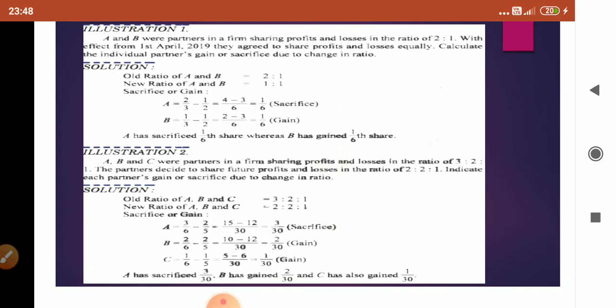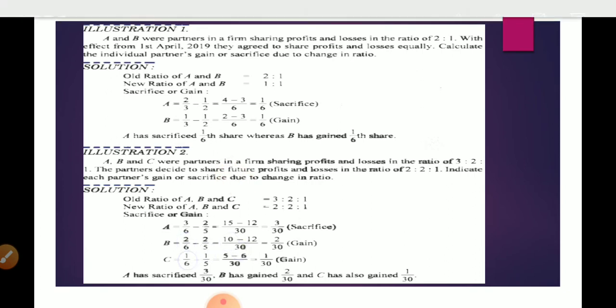Okay. Now let us see for B. 2/6. 2 upon 3, 4, 5, 6. 2/6 minus 2/5. 6 into 5, 30. 5 2s are 10 minus 6 2s are 12. So 10 minus 12 over 30, the answer is negative, minus 2/30. So B is gaining. Coming to C, the old ratio is 1/6 and the new ratio is 1/5. 1/6 minus 1/5, 6 5s are 30.